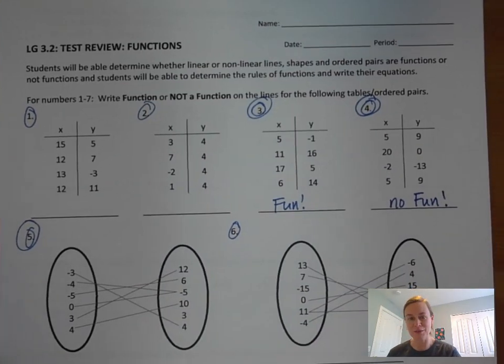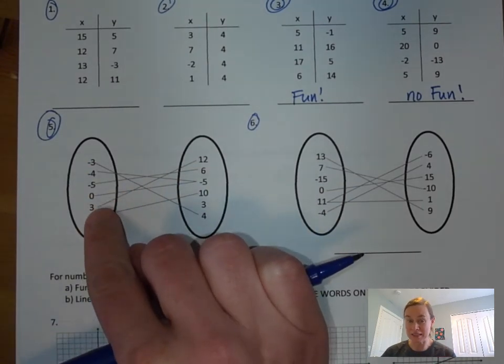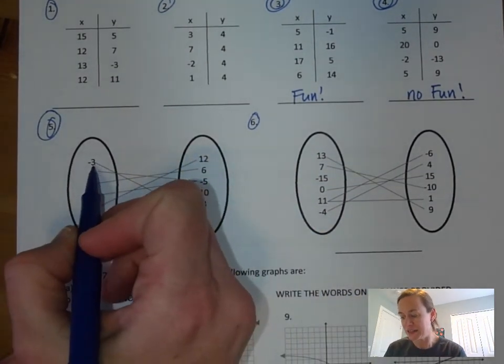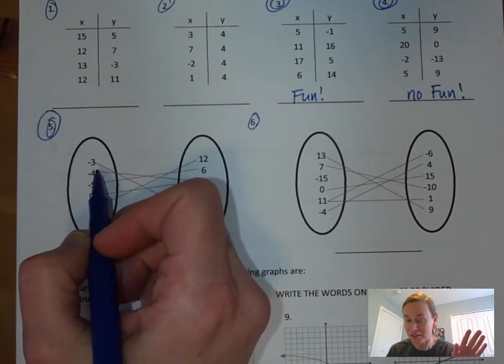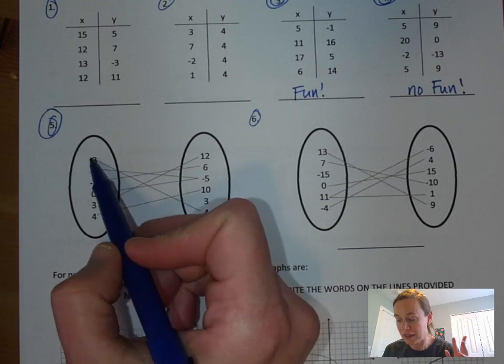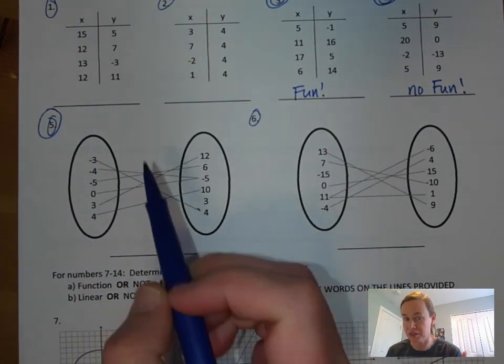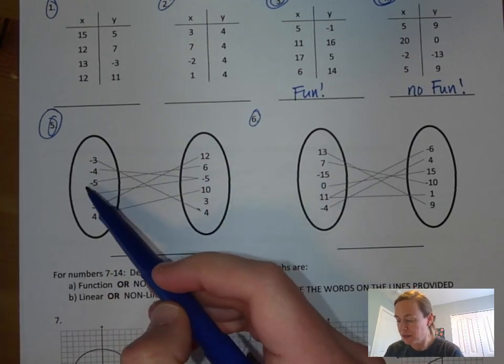Let's go on to number 5. All right, so same thing here, it's just written differently. If any of these x values are connected to 2 different y values, then it's not a function. Okay, so let's check the -3. It only has one line coming out of it. It's connected to one y value. Okay, so that's good. -4, only connected to 1.